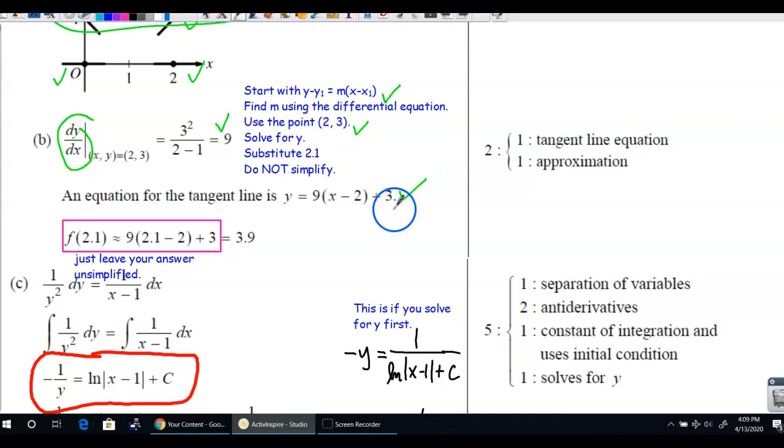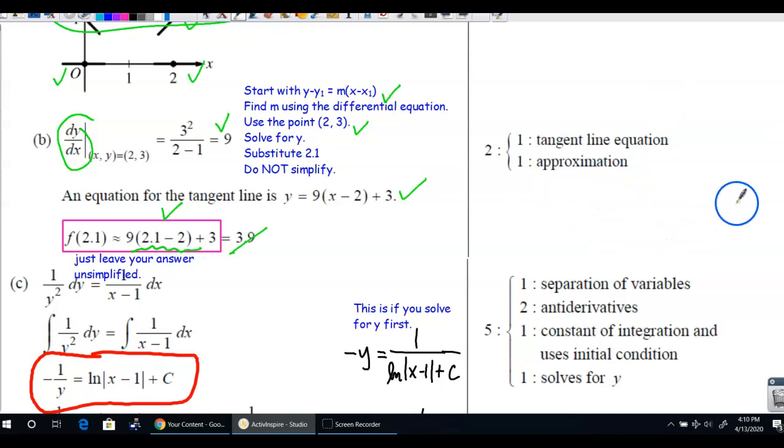And then secondly, they wanted me to approximate the y value at 2.1. So notice that this answer right here in the box is totally fine. I do not have to subtract and multiply and add 3. I do not have to get 3.9. I can leave my answer as how I see it right here for full credit.